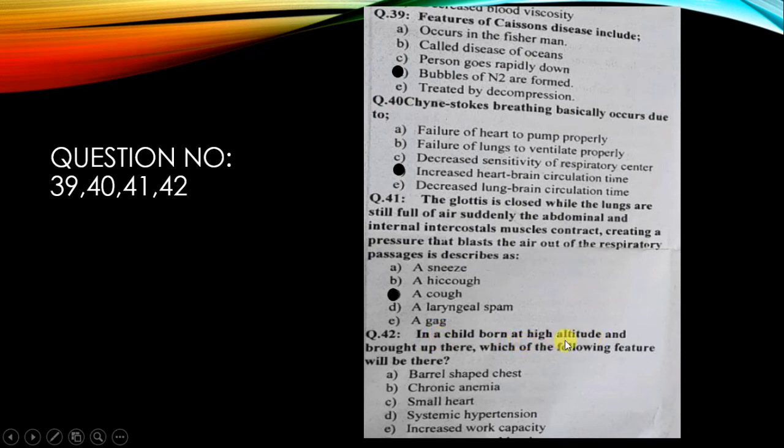In children born at high altitude and brought up there, which of the following features will be there? Barrel-shaped chest, chronic anemia, small heart, systemic hypertension, or increased work capacity. So children born at high altitude tend to have a barrel-shaped chest. A barrel-shaped chest basically increases the compliance, or we say increases the anteroposterior diameter of the thoracic cavity, which causes the lungs to expand more.